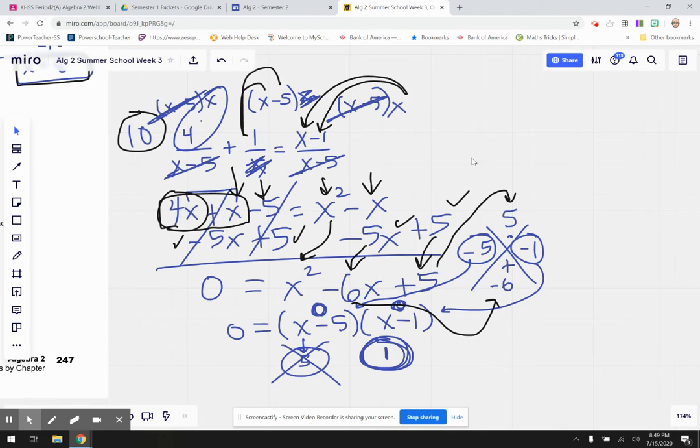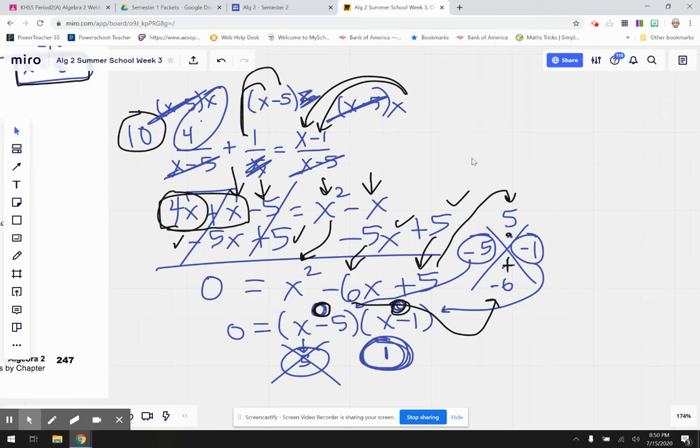And then you see what would you multiply to get 5 and what would you add to get negative 6. So negative 5 and negative 1, if you multiply them, is positive 5, but if you add them, you get negative 6. So those are your two factors. So you're going to ask yourself, what's going to make it equal 0? Would be a 5 and a 1.